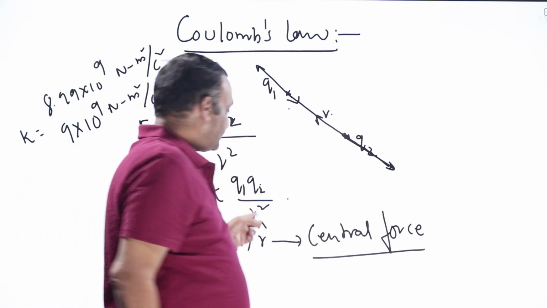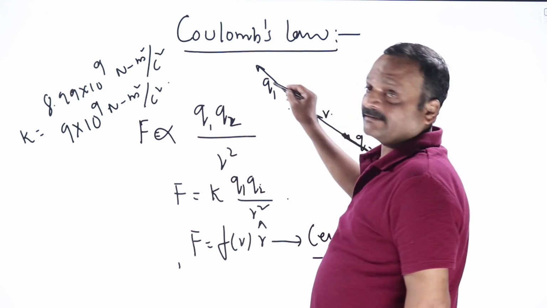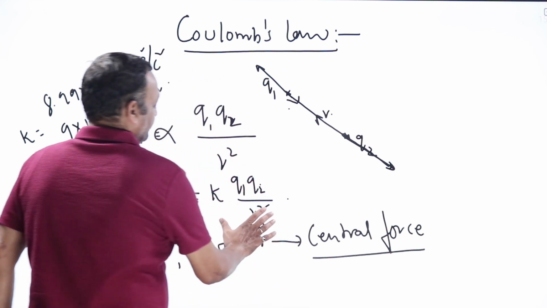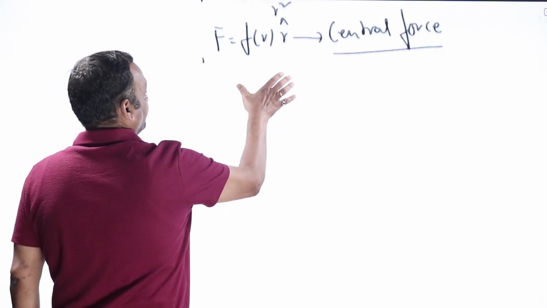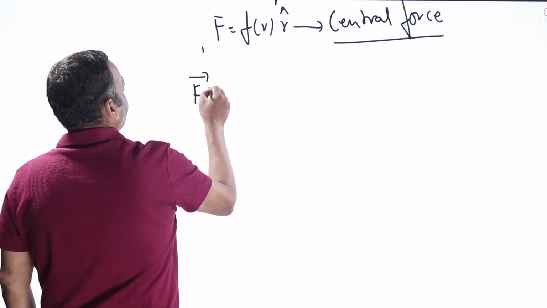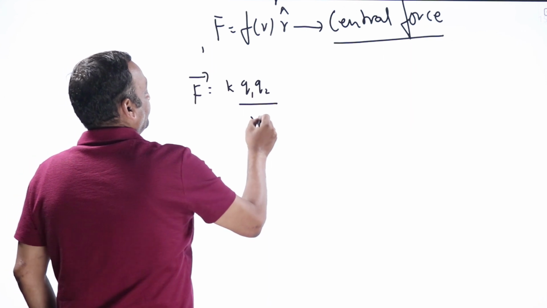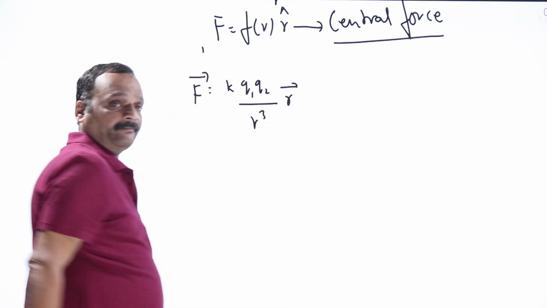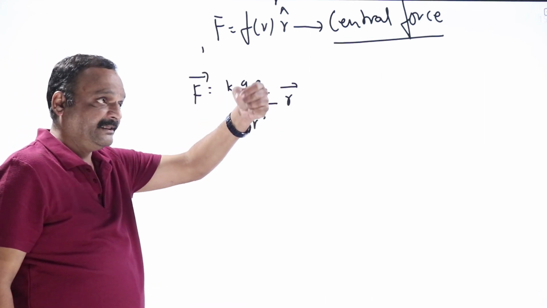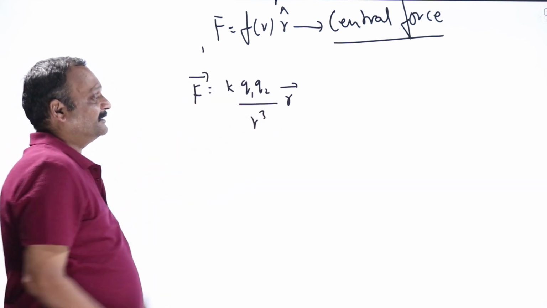Now this is the magnitude of the force. What is the direction of the force? I have told you the direction will be along the line joining the two charges. In vector notation this can be written as F bar equal to k Q1 Q2 by r cube into r bar, where r bar is the position vector of the force experiencing particle with respect to the force exerting particle.